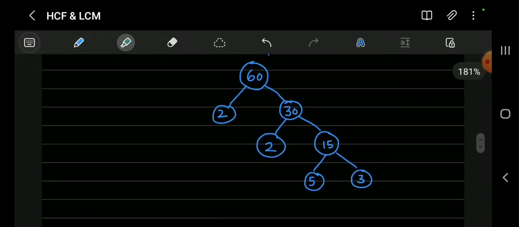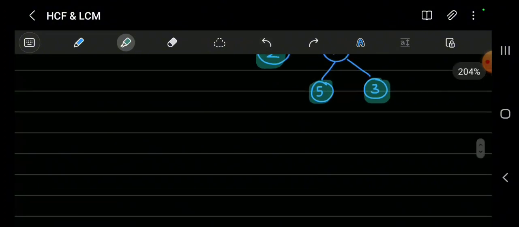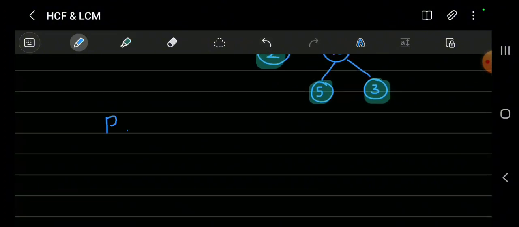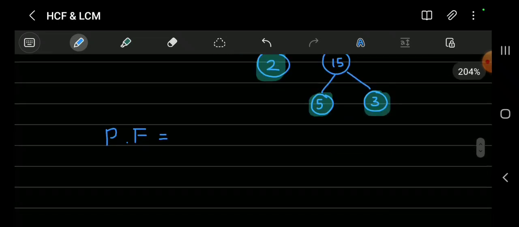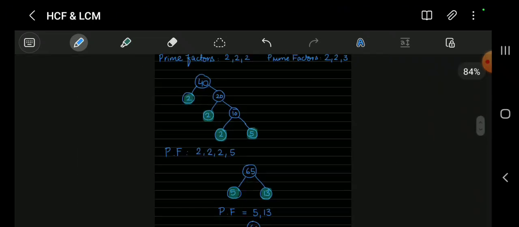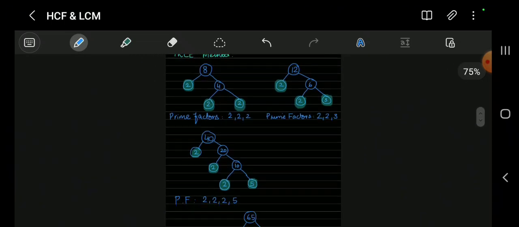This is the step where we are getting the prime factors, and no number is left that is not a prime number. So prime factors of 60 are 2, 2, 3 and 5. Okay, fine, this is your tree method. I hope you get it, how to break a number into its prime factors.